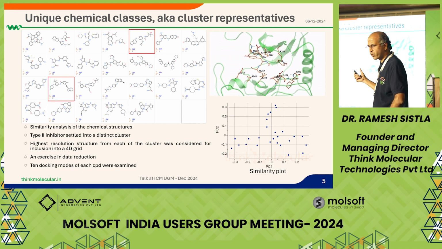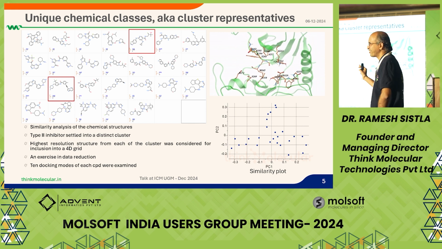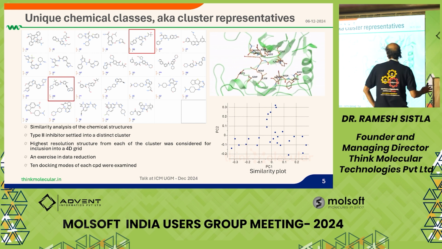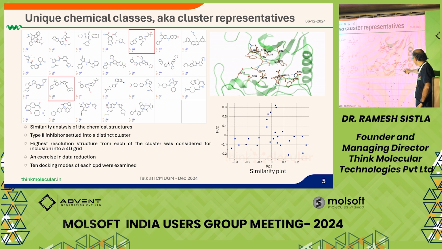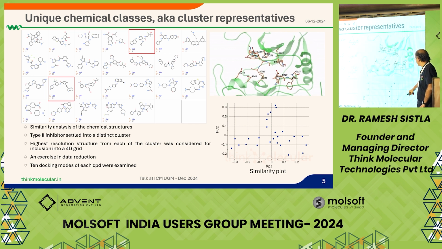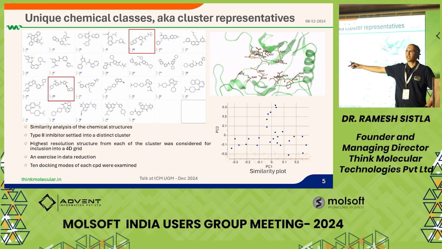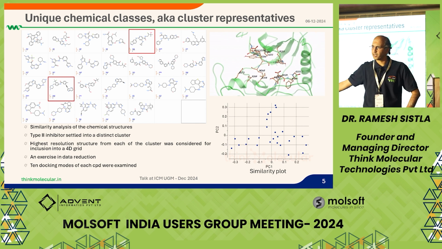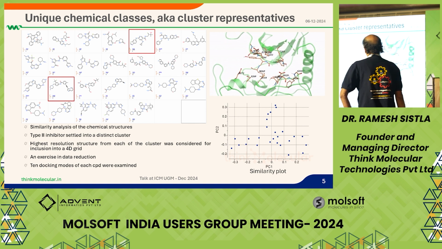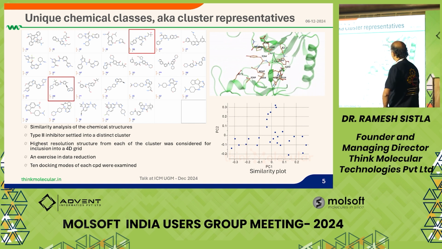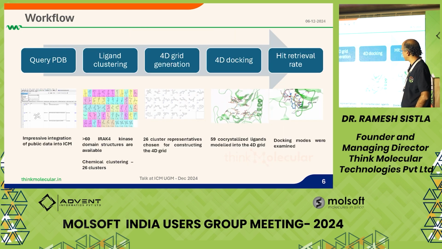Another beauty with ICM, just right click, export as movie. We absolutely love it. What you can see here is the DFG loop, and you can see that one of the DFG out conformations is also part of the 4D docking grid. So these are the unique chemical classes which constituted the 4D grid.